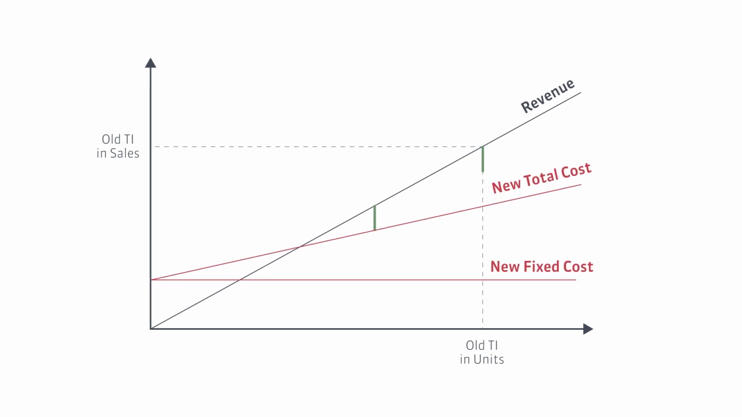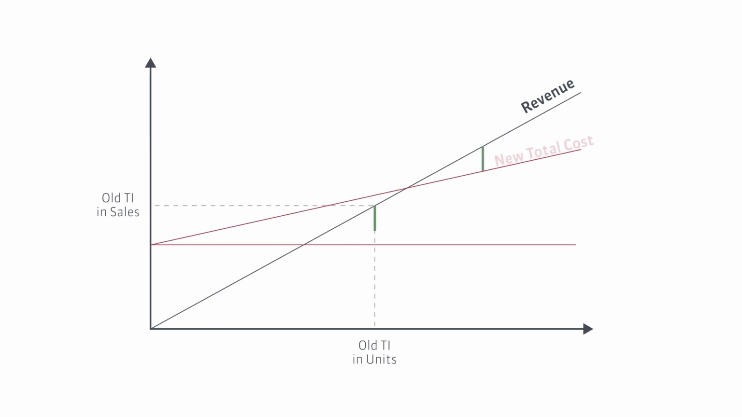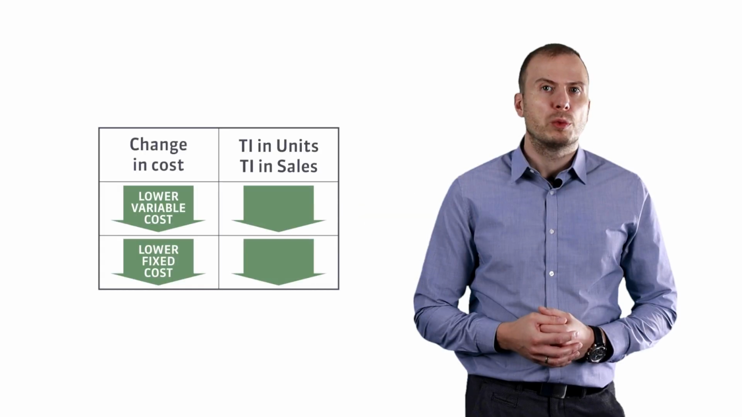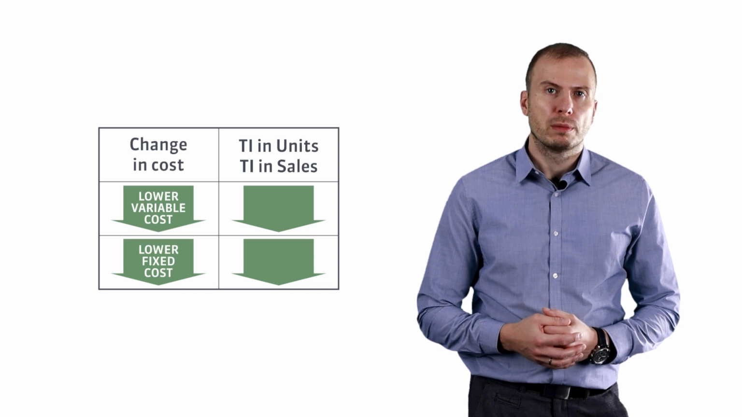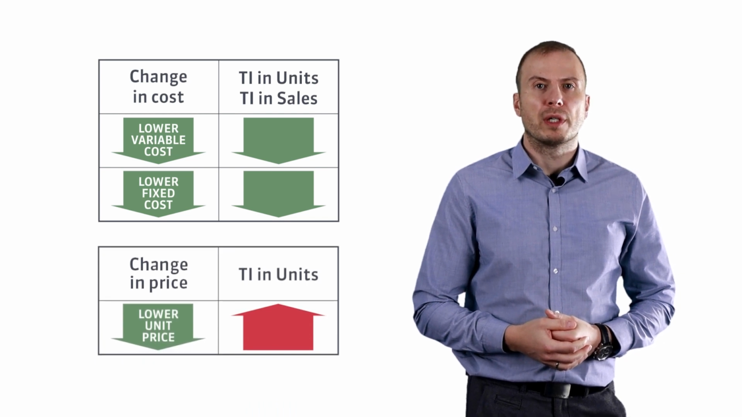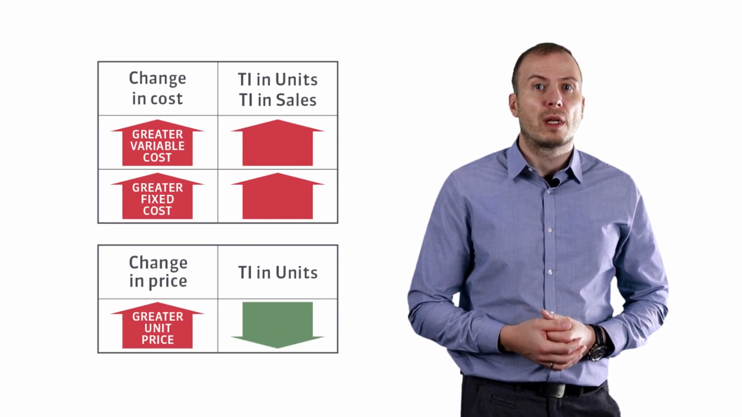First, the fixed cost will be reduced. Both target income in units and in sales will be achieved faster than before the change. However, if the fixed cost increases, the target income will be achieved later, as more units have to be sold. Let's summarize our observations. When we reduce the unit variable cost and fixed cost, it will make target income easier to achieve. However, if we lower the price of the product, we will reach target income later than before the change, and vice versa.